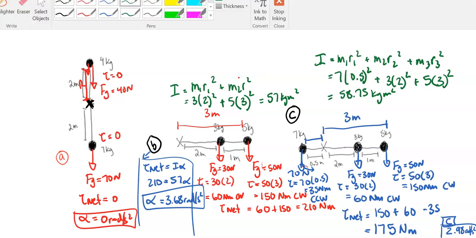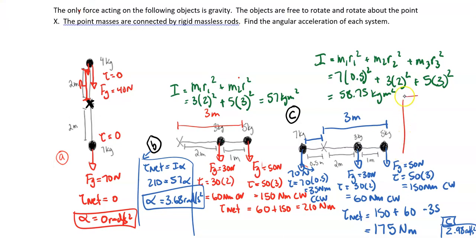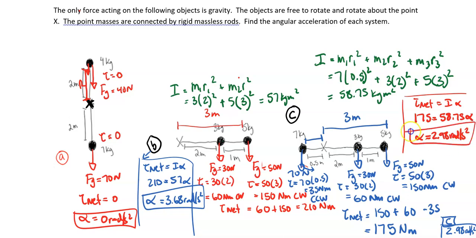So now we go ahead, I'll do it in a different color. Our last little step where we plug everything in to T net equals I alpha. I write down the equation, you get points for that. It also helps avoid some mistakes. So T net was 175. We got 58.75. For alpha, we divide both sides by 58.75, and I get 2.98 radians per second squared. And that, my friends, is our answer.